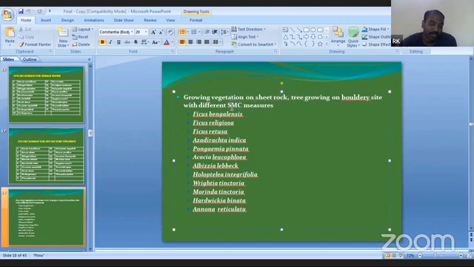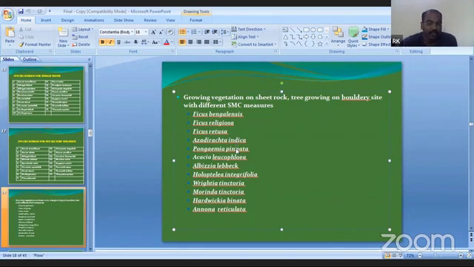Without soil moisture conservation, we cannot grow plants in the rock area. So we are selecting these types of species. It's Ficus, all types of fig. Ficus benghalensis, Ficus religiosa, Ficus also suitable. And Azadirachta indica. Azadirachta indica is neem.